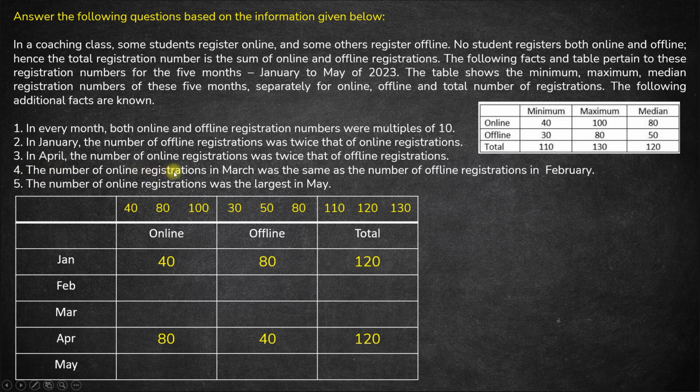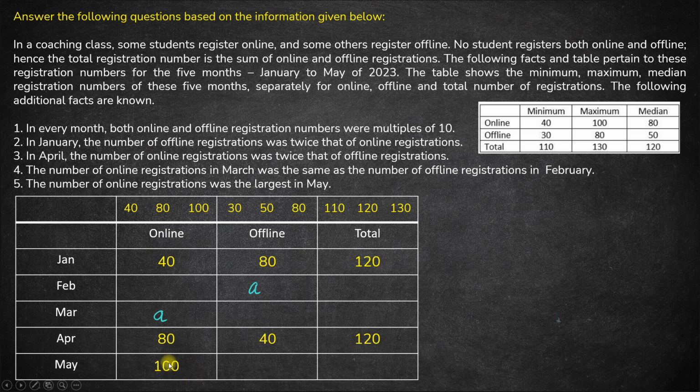The number of online registrations in March, that means this number was the same as the number of offline registrations in February. Offline in February is this. So if this number is, let's say, A, this number will also be A. And the number of online registrations were the largest in May. The largest number of online registrations that we can have is 100. So in May there should be 100 registrations.